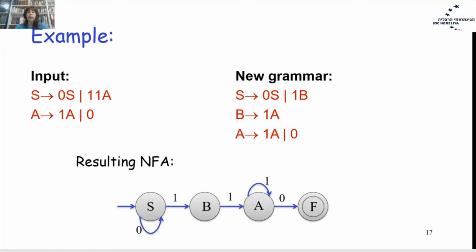The resulting NFA will have three states initially: S, B, and A. We will have a self loop with 0 from S to S. We will have a transition from S to B with 1, from B to A with 1. We will have a self loop from A to A with 1. And A derives 0 will be drawn to a new state F, where the edge between A and F will be the edge with 0.